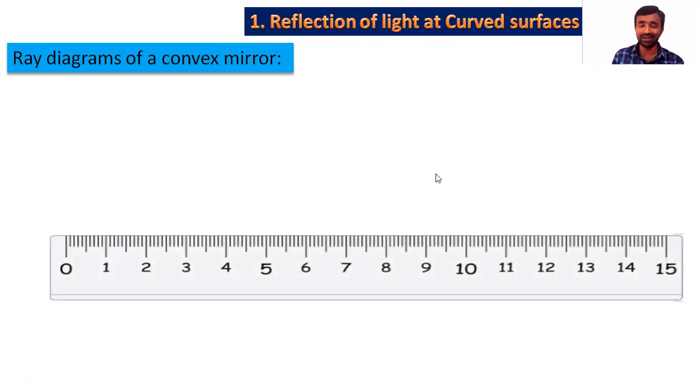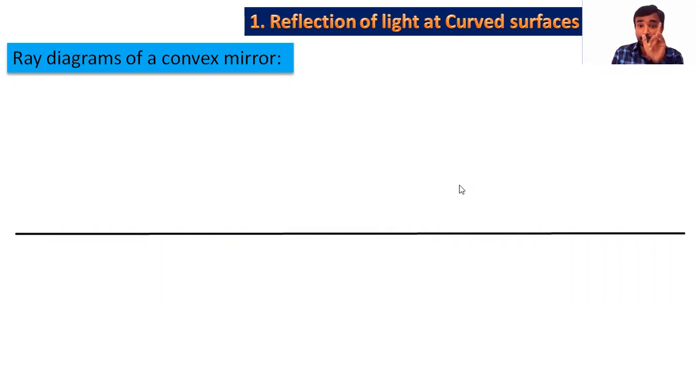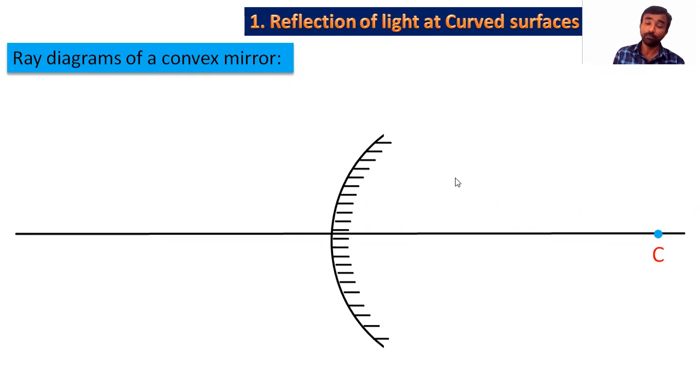So convex mirror. I am constructing the convex mirror using the scale. First of all, I will draw the convex mirror principal axis, a horizontal line. Then what to do? Here you can draw the convex mirror in the middle of the paper, not left side, not right side. Having enough gap behind the mirror, it may be 10 centimeters or 12 centimeters. Maintain that gap. Then cut the arc. Complete it. That means make it the mirror which you require.